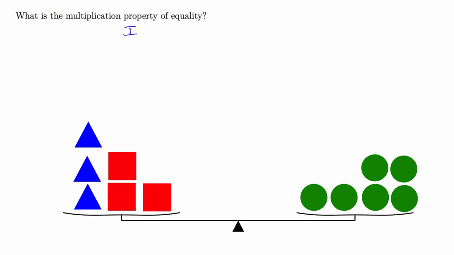Algebraically, we describe this as the following. If we have some equation, a equals b, then we can multiply both sides of the equation by any value c, so long as we do it to both sides, and so long as c does not equal 0. Multiplying both sides of an equation by 0 negates all information contained on either side of the equation.